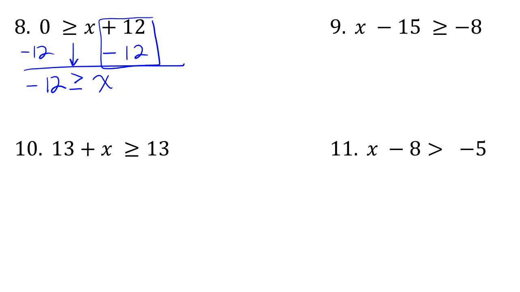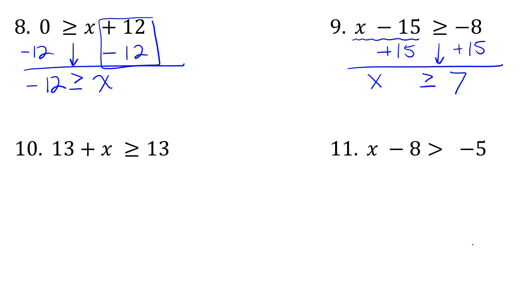Question number 9. So we have x minus 15 is greater than or equal to negative 8. So what we do is we look to where the side where our variable is. Our variable is x. So to get x by itself, we have to add 15 to both sides of our inequality. So that leaves us x. And we bring down our inequality sign. And then negative 8 plus a positive 15 gives us a positive 7.